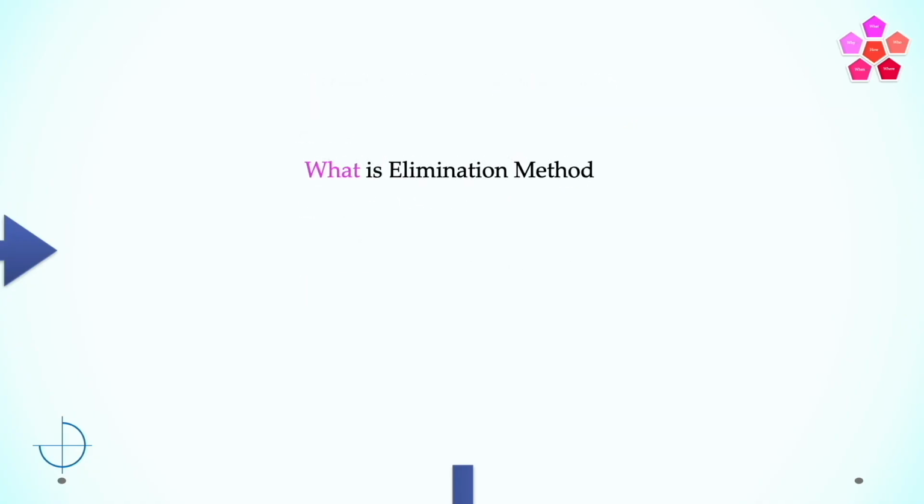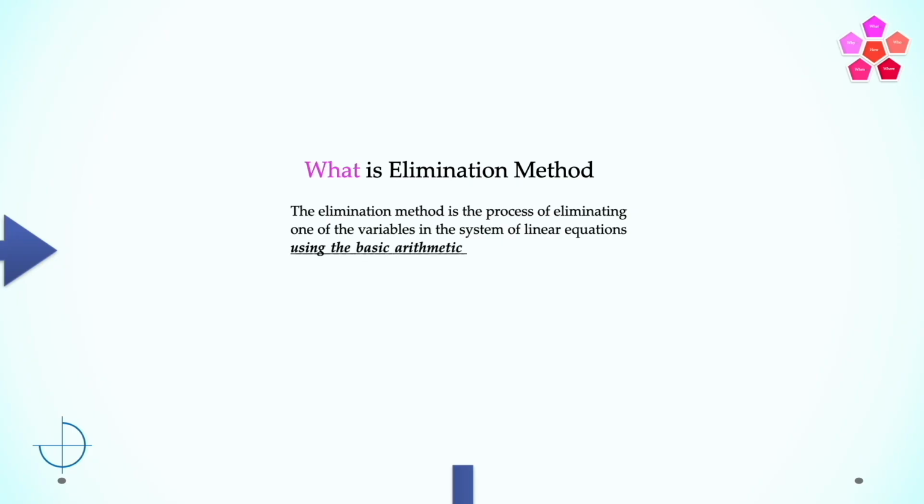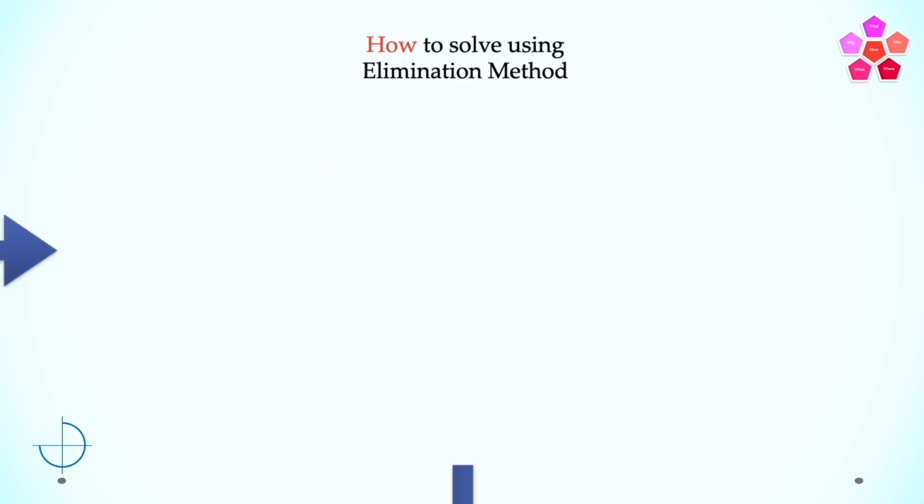Now, what is an elimination method? Let's see with an example. The elimination method is the process of eliminating one of the variables in the system of linear equations using the basic arithmetic operations, that is, addition, subtraction, multiplication, and division, or their combination. So how to solve using the elimination method?